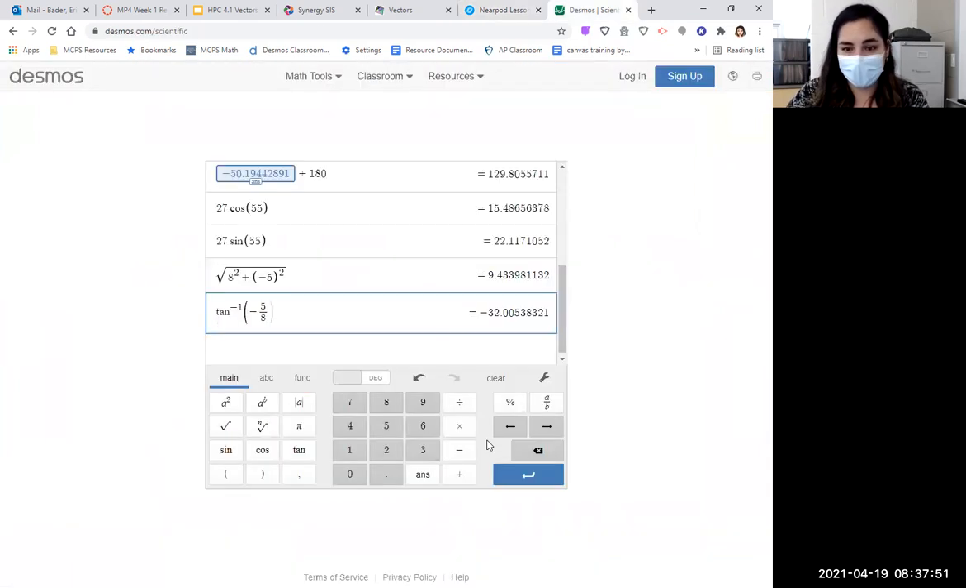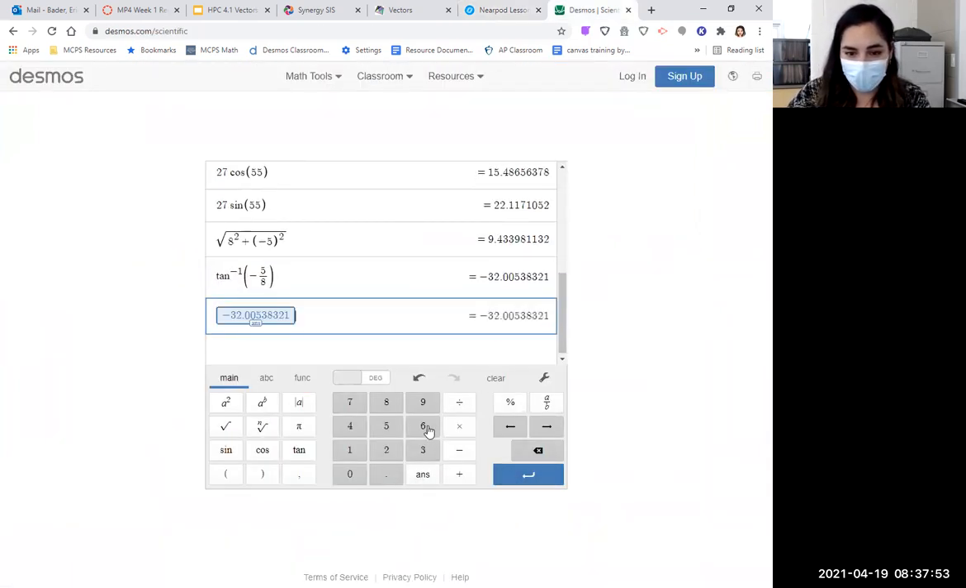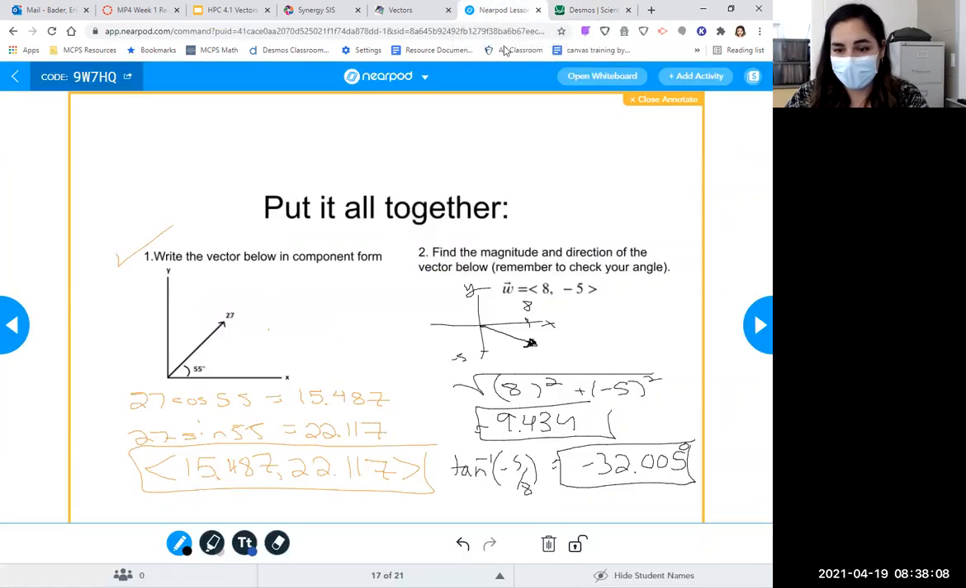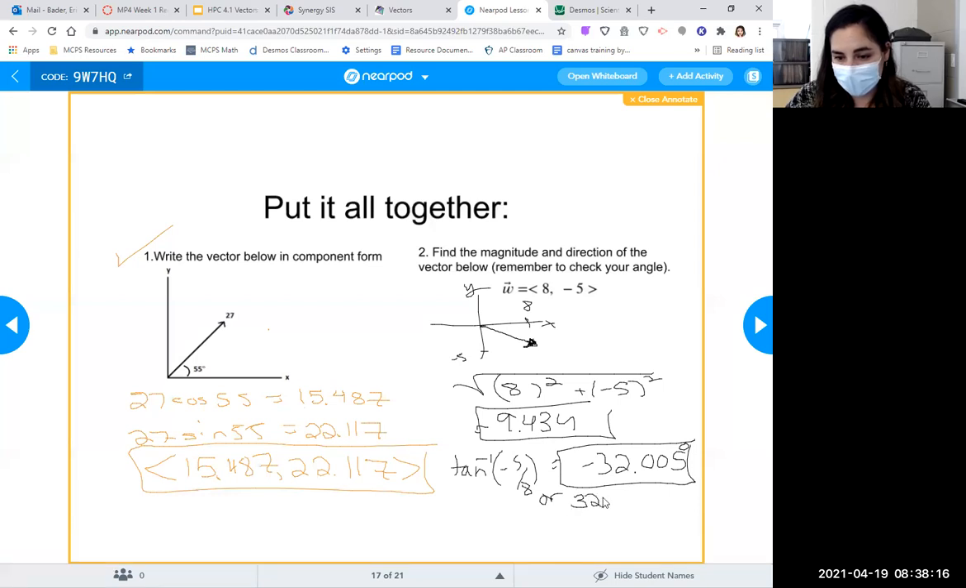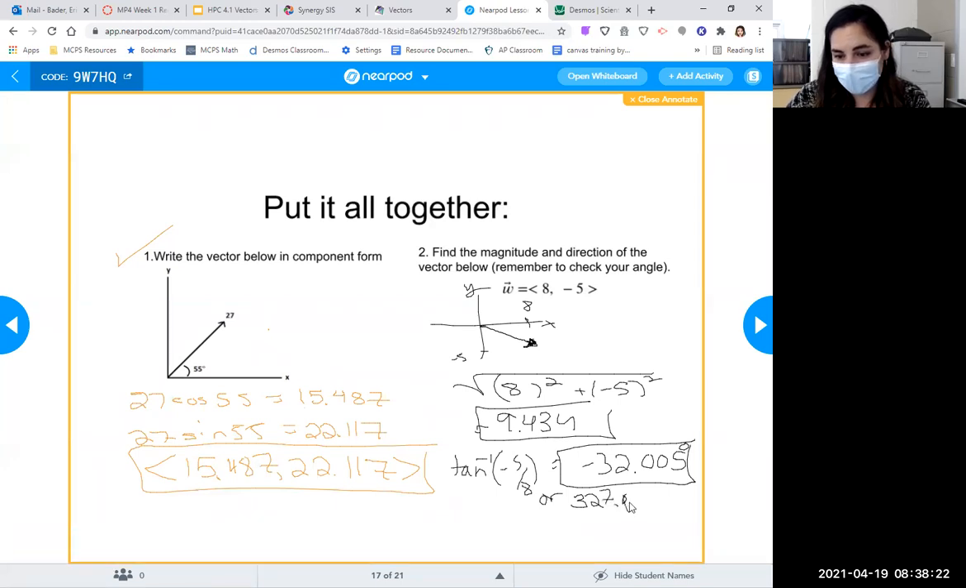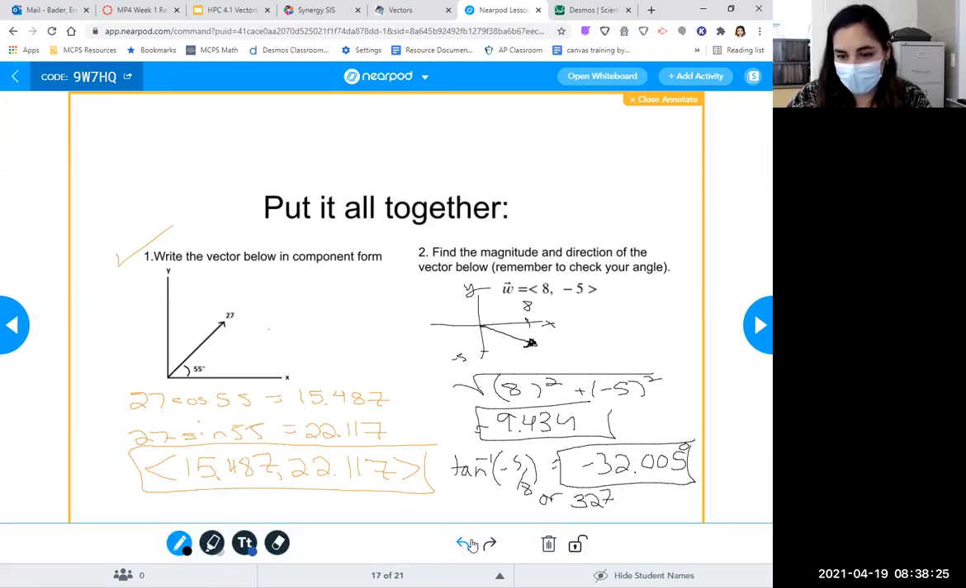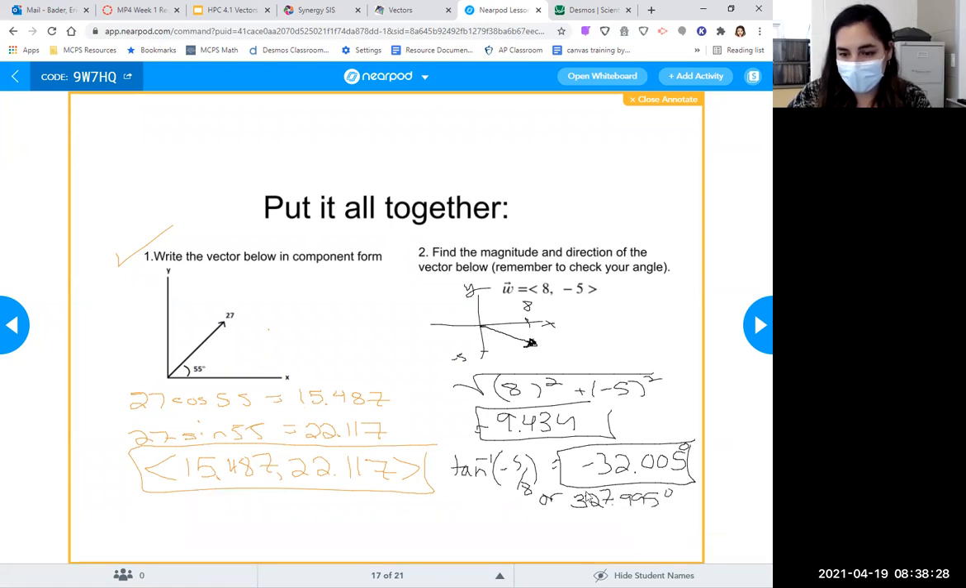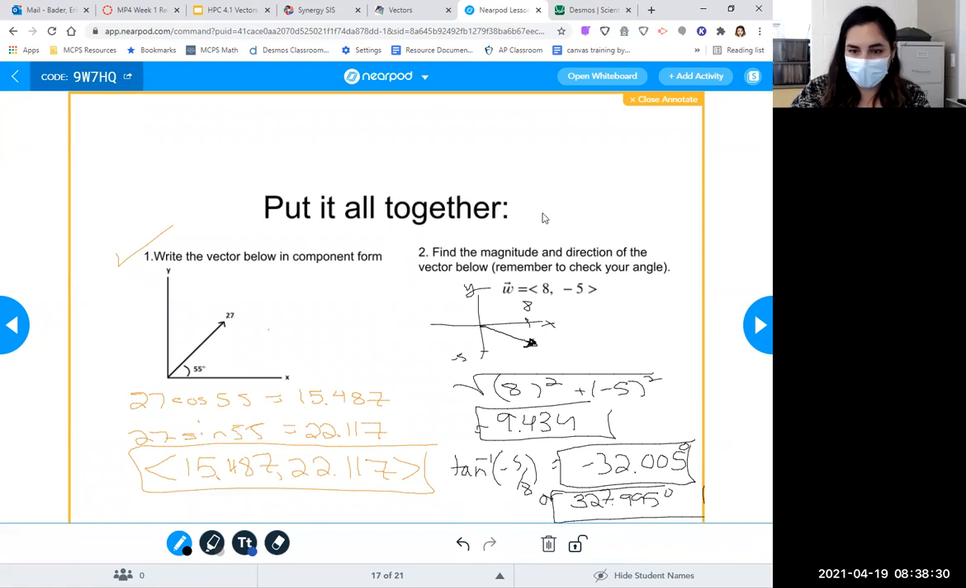If you wanted to write the angle in standard position, you could just add 360 to it. So if I added 360, that would give me 327.995, and that would be the angle in standard position. If I didn't want to write a negative angle, and I just wanted to write it within one rotation around the unit circle, 0 to 2 pi or 0 to 360, I could write it this way, 327.995 degrees. All right. So that's fine.